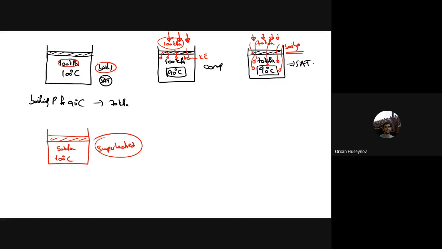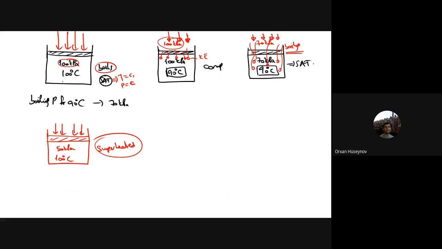You should understand it, because in the saturated region, T is constant and P is constant. If I decrease the pressure value, then I should be in either the compressed region or the superheated region. So if I decrease it, it means there is less pressure. So this one is the 50 kilopascal pressure. This one is 100 kilopascal pressure.